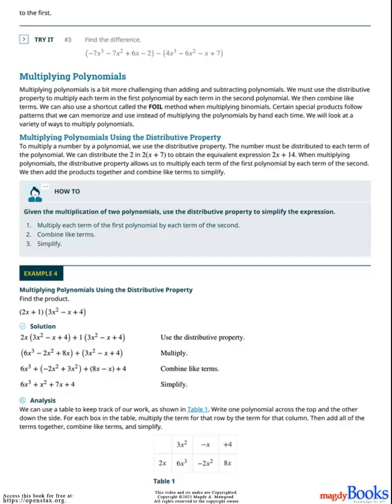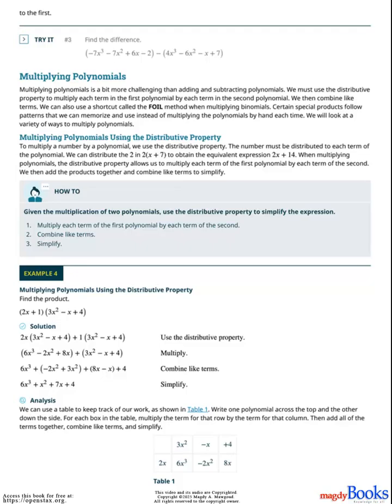Use the distributive property. (6x³ − 2x² + 8x) + (3x² − x + 4). Multiply. 6x³ + (−2x² + 3x²) + (8x − x) + 4. Combine like terms. 6x³ + x² + 7x + 4. Simplify.